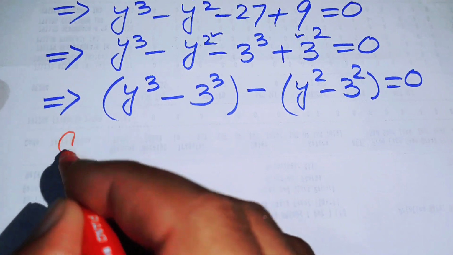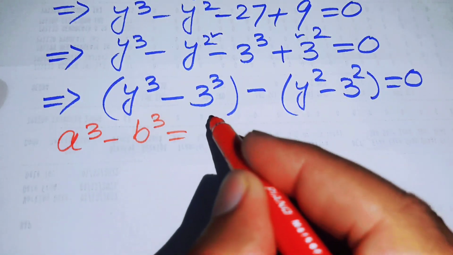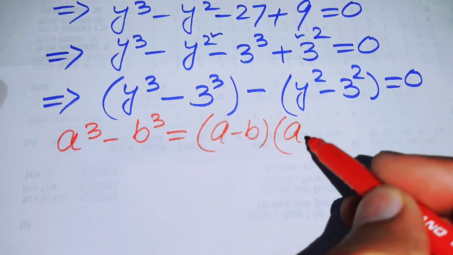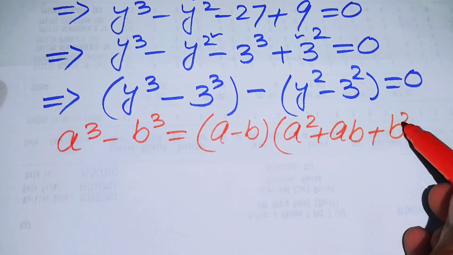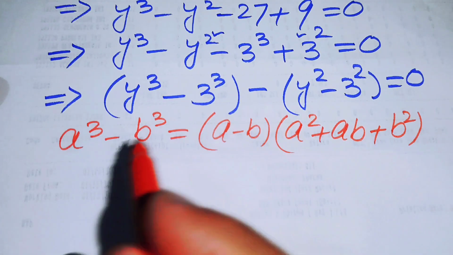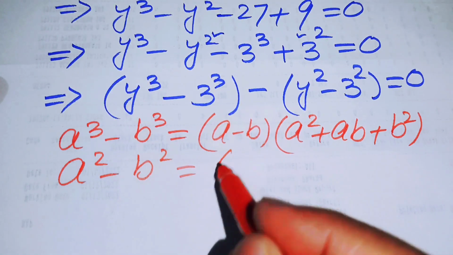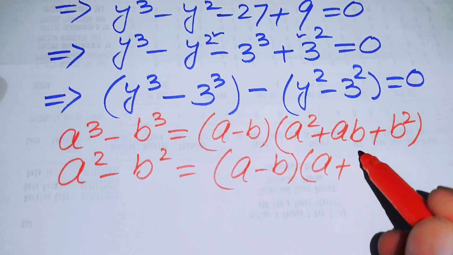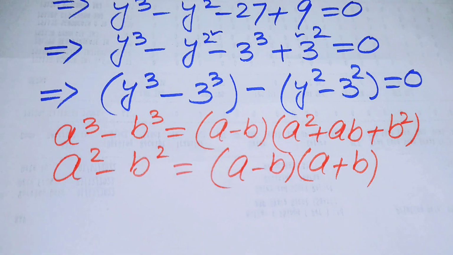You know these two formulas: if we have a cubed minus b cubed, it is equal to a minus b times a squared plus ab plus b squared. And similarly we can write a squared minus b squared, it is equal to a minus b times a plus b. So here we need these two nice formulas.